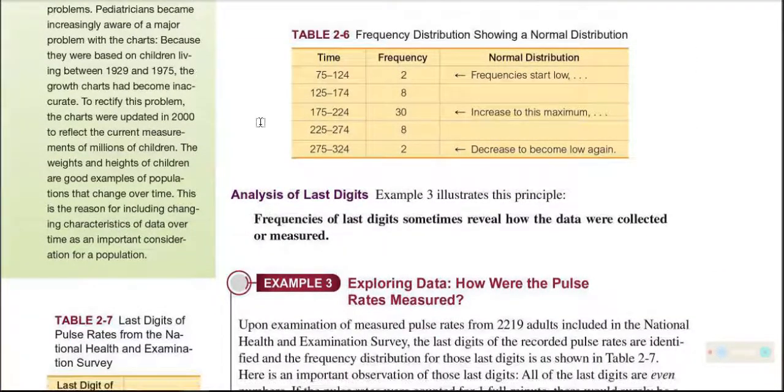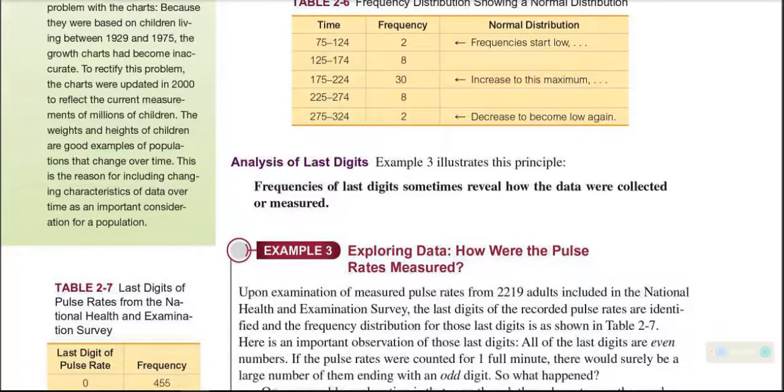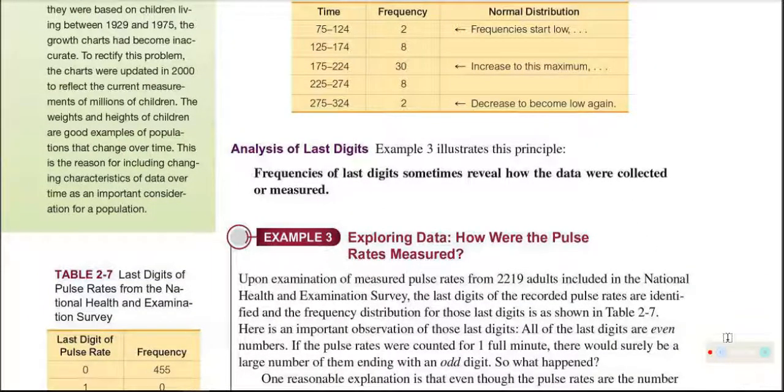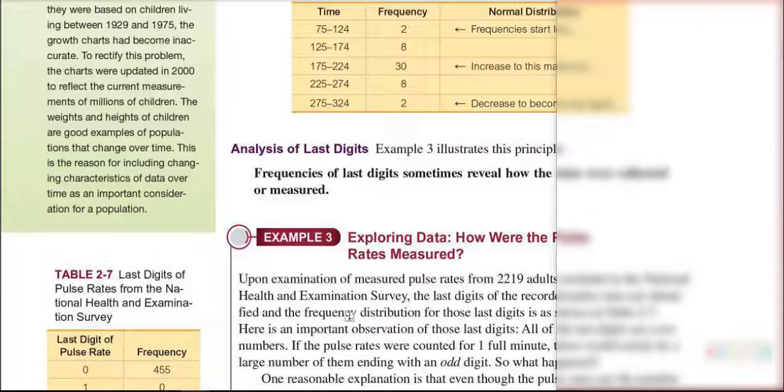Next, analysis of last digits. Example 3 illustrates this principle. Frequencies of last digits sometimes reveal how the data were collected or measured. Example 3, exploring data. They were likely counted for 30 seconds and the number of beats was doubled. The original pulse rates are not all multiples of 4. So we can rule out a procedure of counting for 15 seconds and then multiplying by 4. Analysis of these last digits reveals to us the method used to obtain this data.